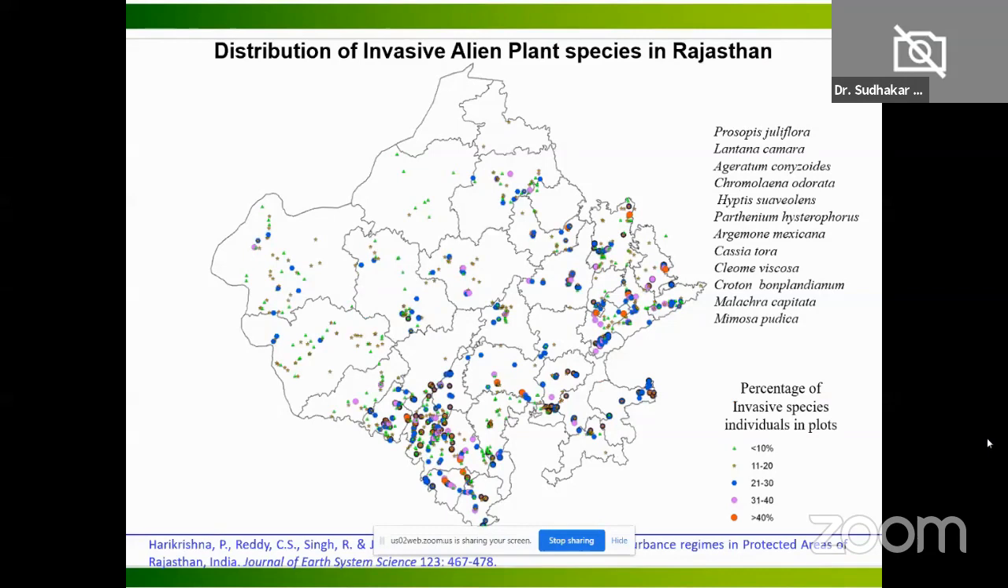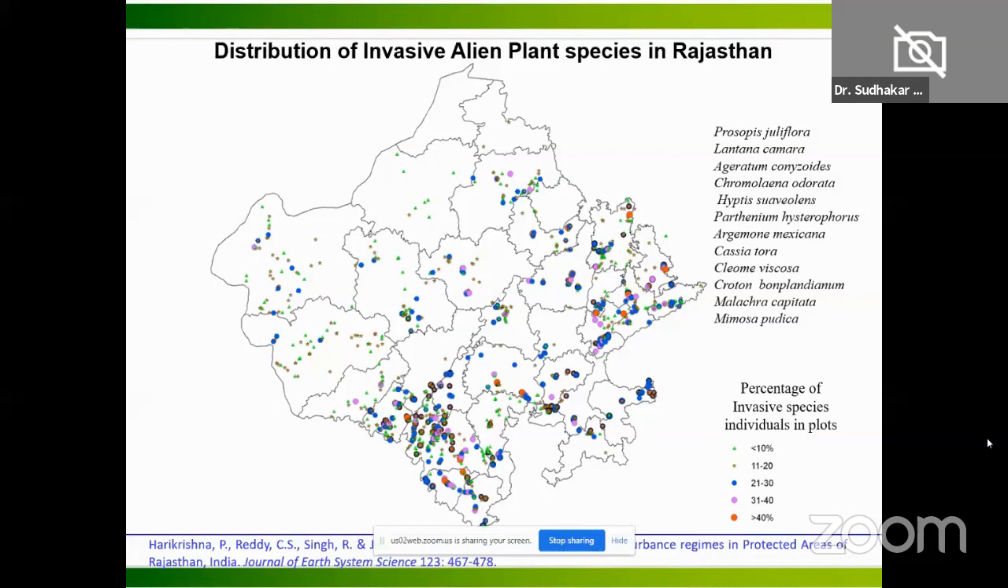And the study we did as part of the landscape level biodiversity characterization project, we did a survey in Rajasthan state. We did sampling by covering around 2000 sample plots, each of 20 meter by 20 meter. Out of 2000 sample plots, almost 1,200 plots are invaded by different types of invasive species like Prosopis, Lantana camara, Ageratum, Chromolaena, Hyptis, Parthenium, Argemone.